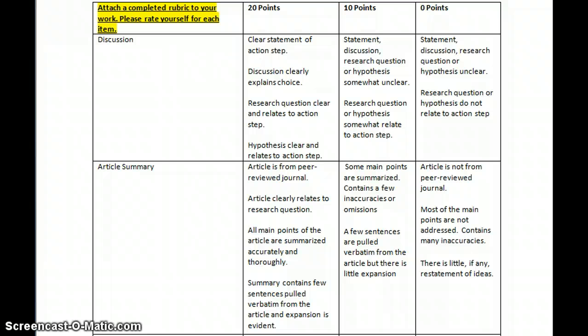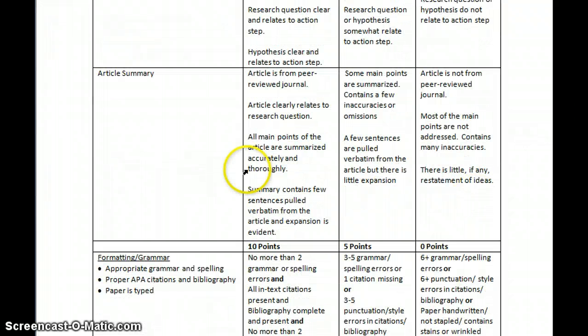And make sure your research question is clear and relates to that action step. So you want to make sure there's a nice connection between the two. And same thing with the hypothesis, clear and relates to the action step. For the article summary, when you get to that point, you want to make sure it's a peer-reviewed journal. If you go to the library or use the library search tabs, there's an option where you can make a checkbox so that you only get back results from peer-reviewed journals. So that kind of helps. It gives you a little bit of a shortcut there.